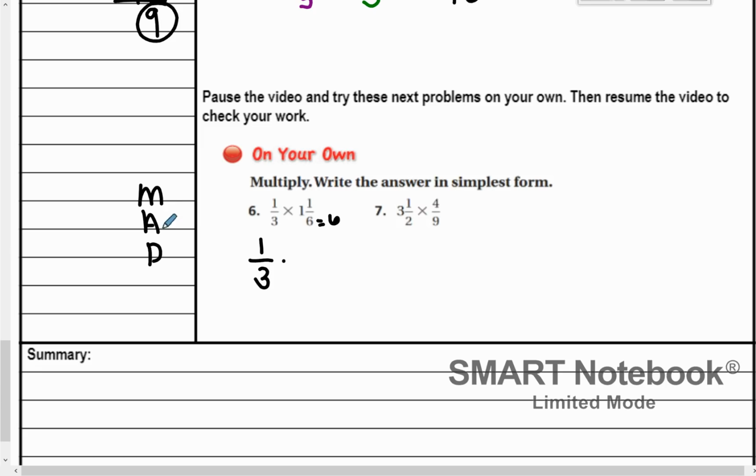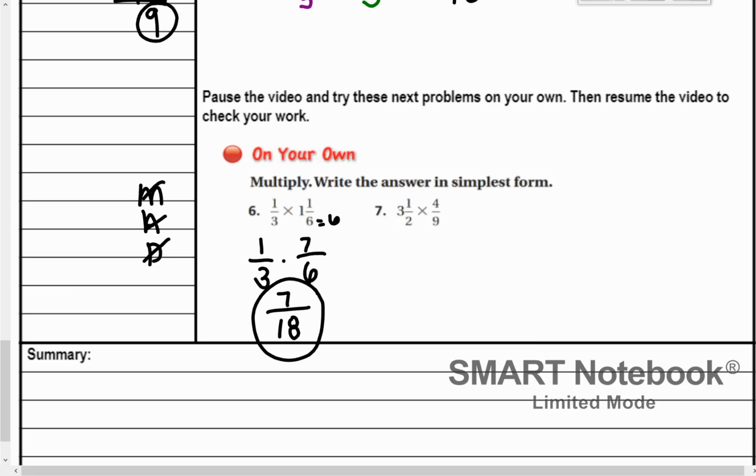Then I have my A. I add that 6 to my numerator. 6 plus 1 is 7. This becomes my new numerator. Last but not least, that D, denominator, stays the same. 1 times 7 is 7. 3 times 6, 18. 7 and 18 do not have any common factors, meaning it cannot be simplified.